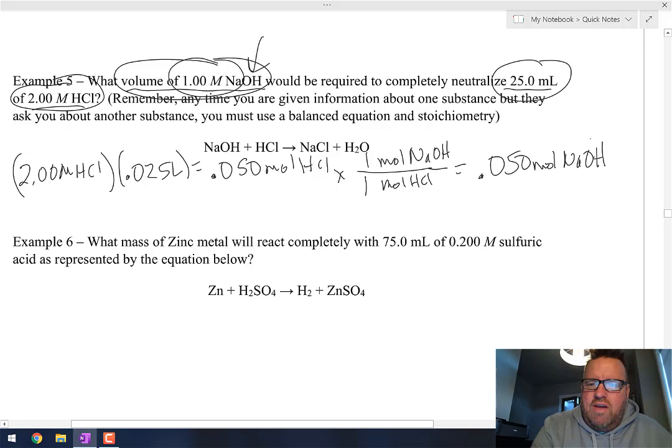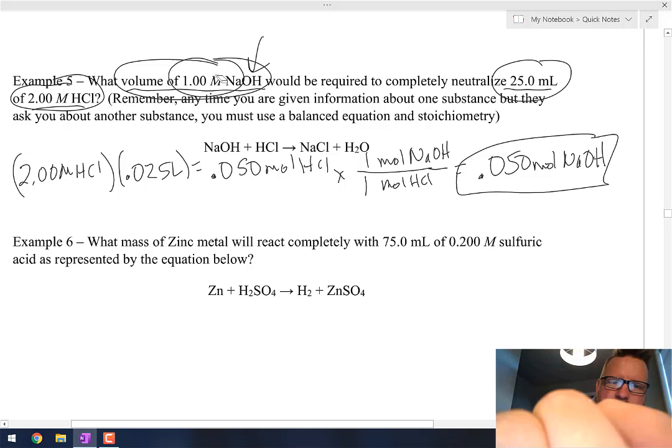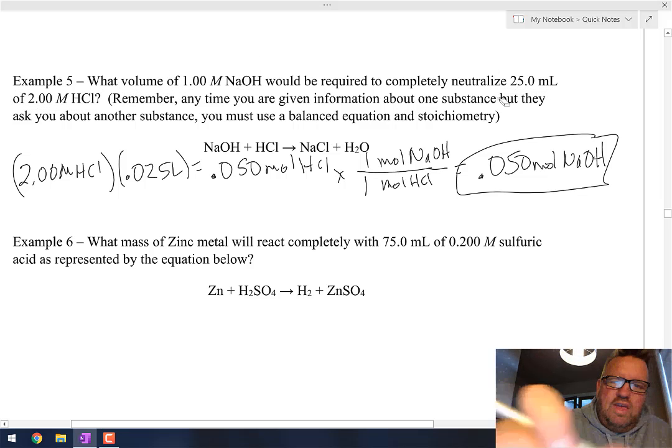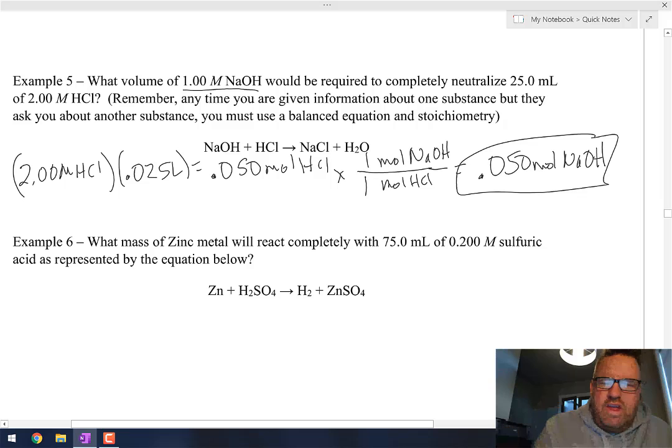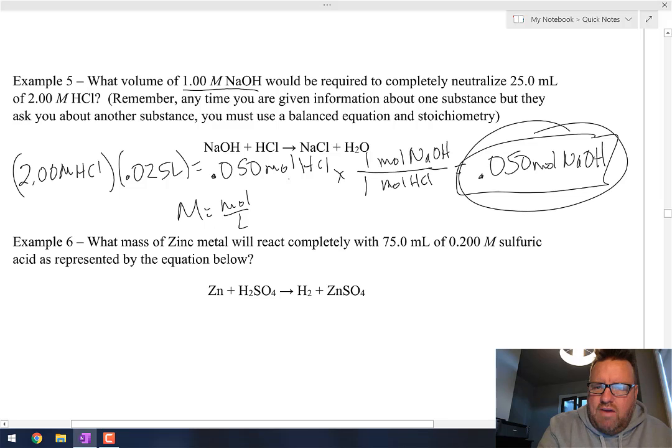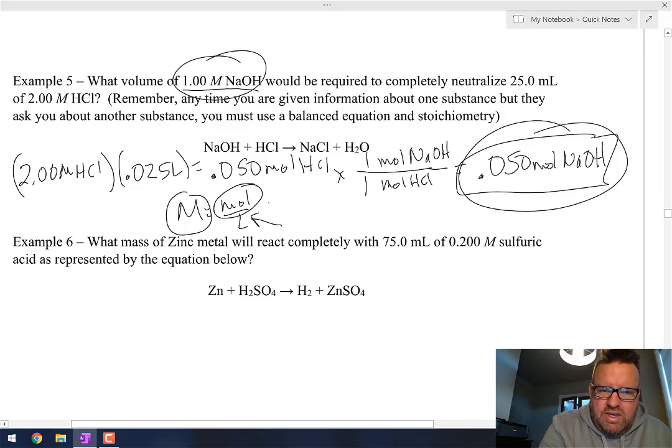Okay, so now I have the moles of NaOH, and remember here at the beginning, they gave me the concentration of NaOH. So remember, molarity equals moles over liters. So I have the moles, I have this part, and I have the molarity, this part right here. All that I'm missing is the volume. And remember, that's what they're asking us for. What volume do we need?